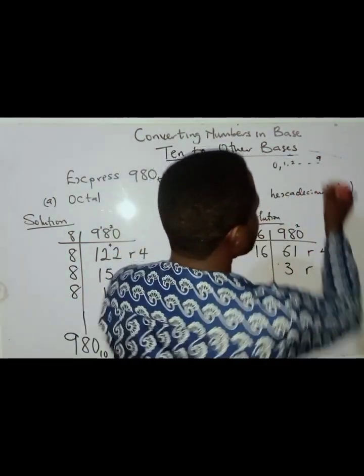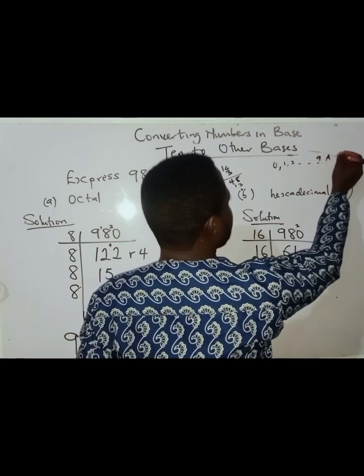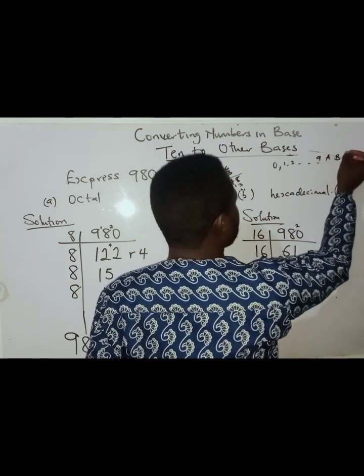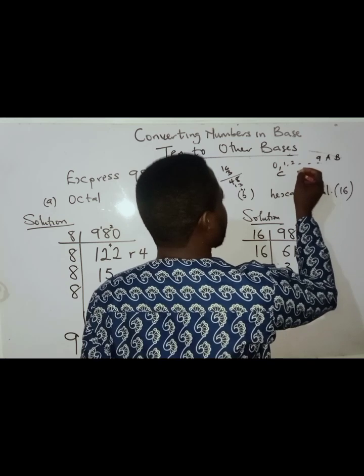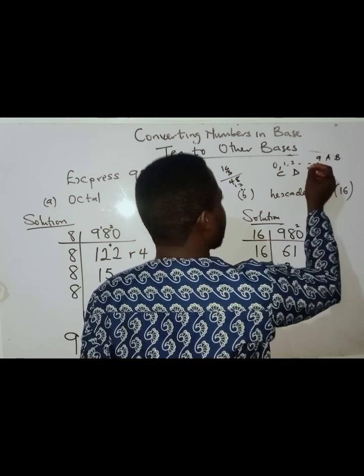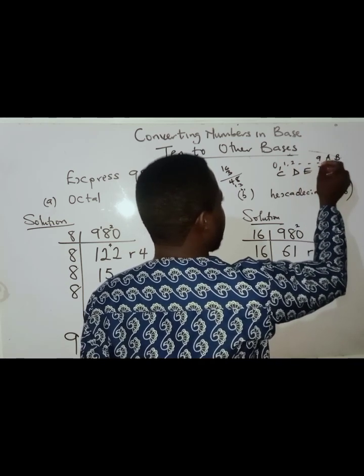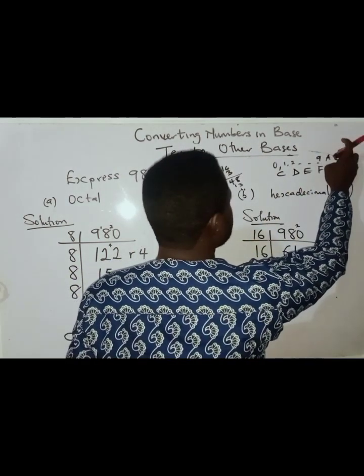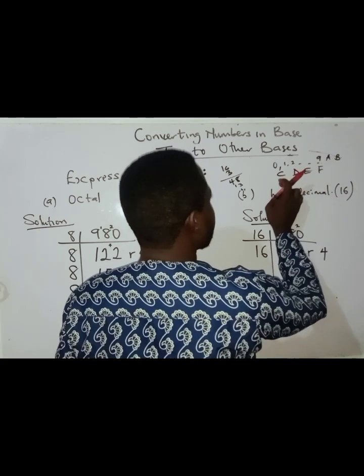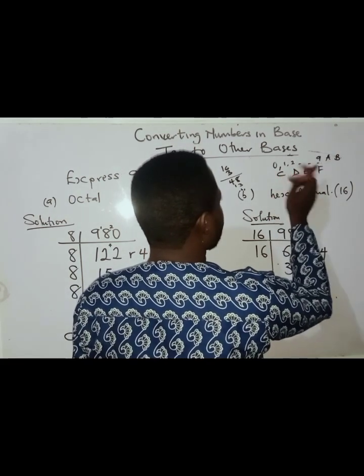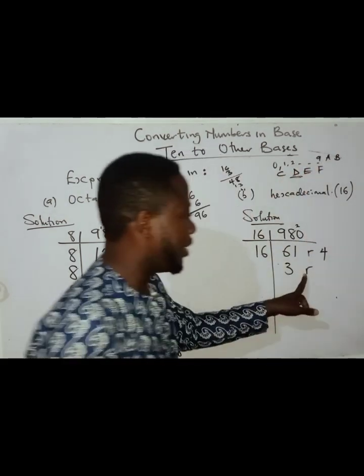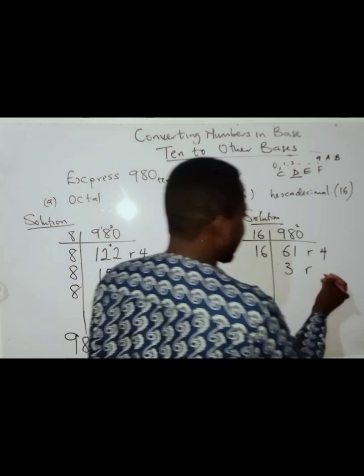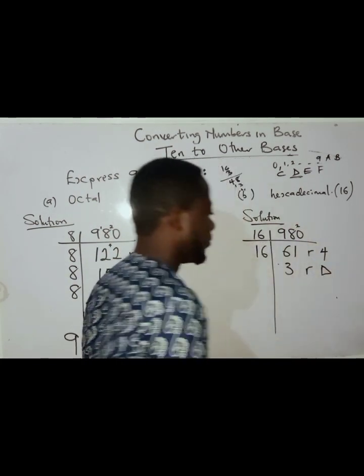So in that case, your 10 is A, your 11 is B, your 12 is C, your 13 is D, your 14 is E, your 15 is F. So that simply means A is 10, B is 11, C is 12, and D is 13. Now our remainder 13 here, instead of writing 13, we are now going to write D.